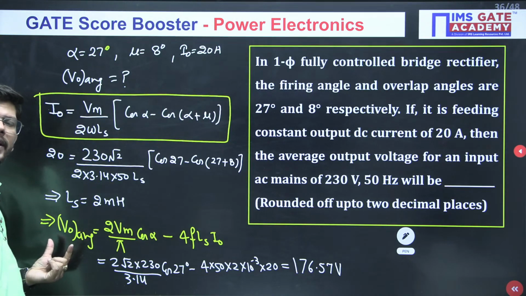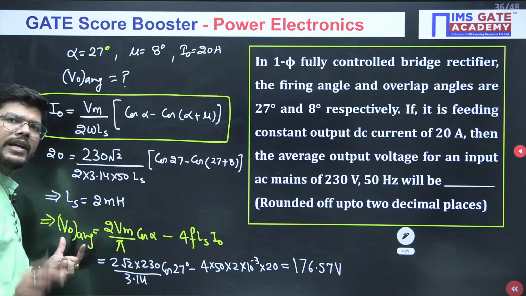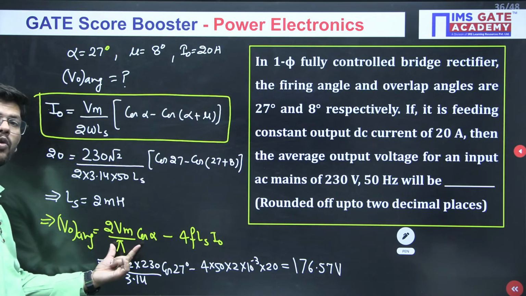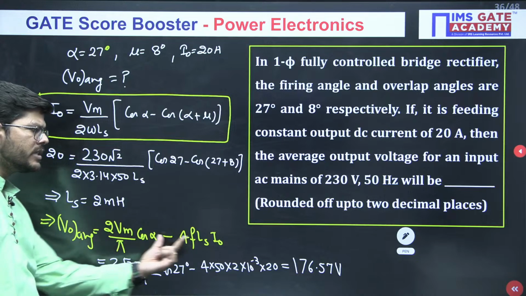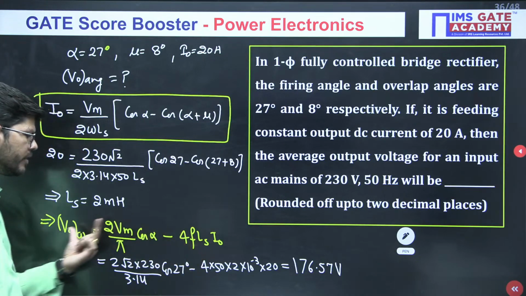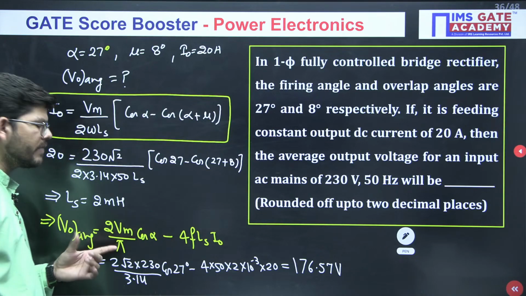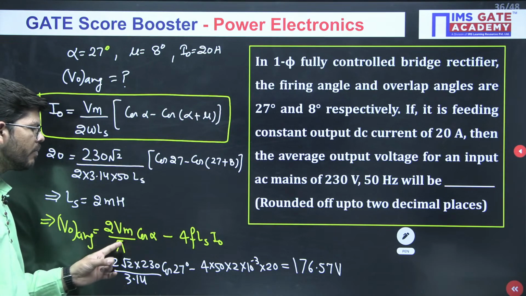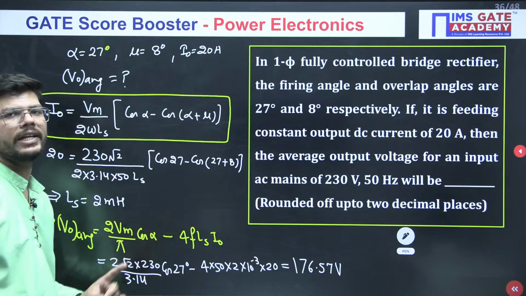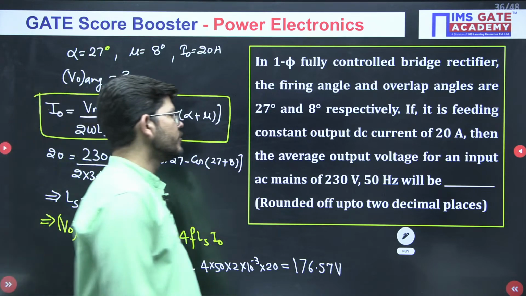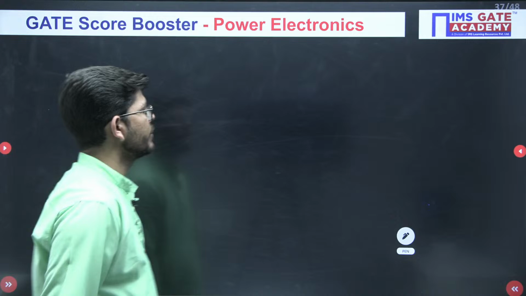Output voltage expression, how will you write it? Whenever source inductance is there, there will be a net reduction in the output voltage. So this was the old voltage, the reduction is this amount, and the new voltage will be the reduced one. Just remember these facts. If it is a three-phase converter, you will write 3 VML upon pi cos alpha minus 6 FLS I naught. This is how you can go for these questions.